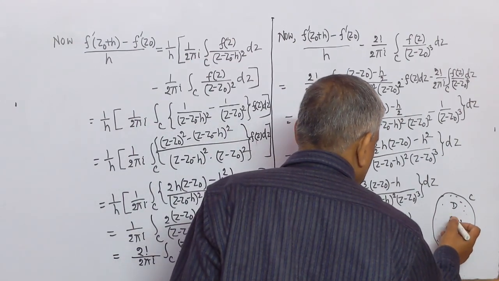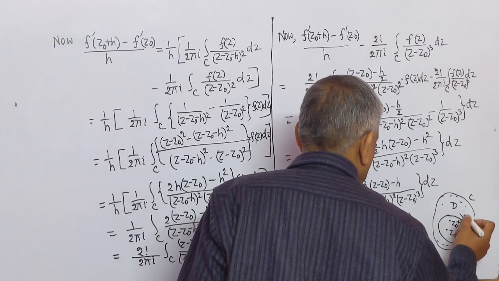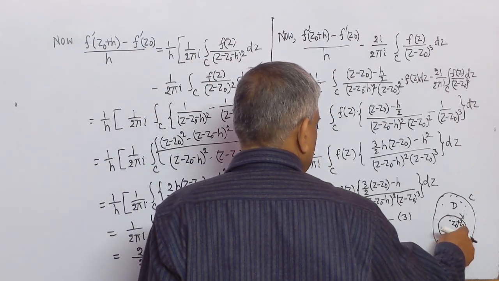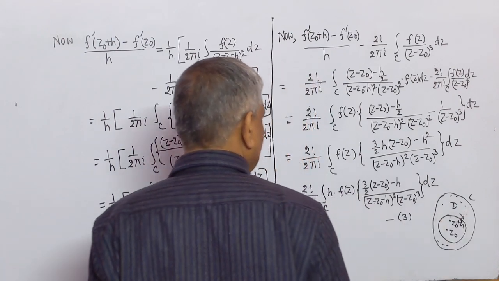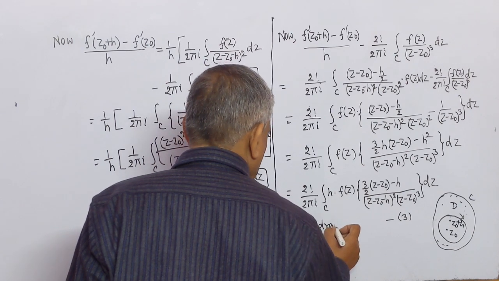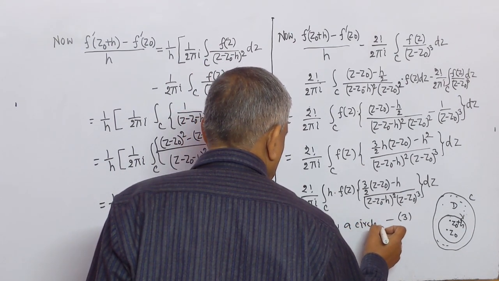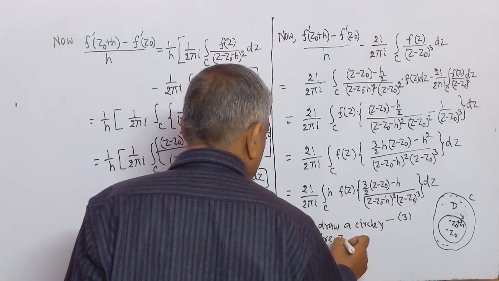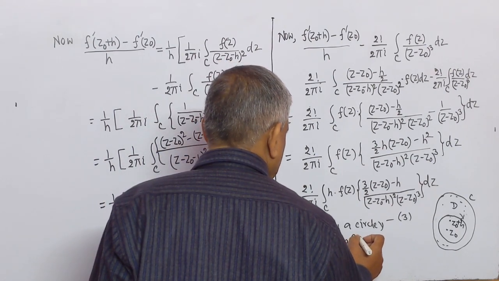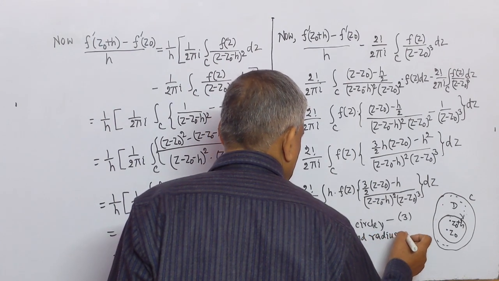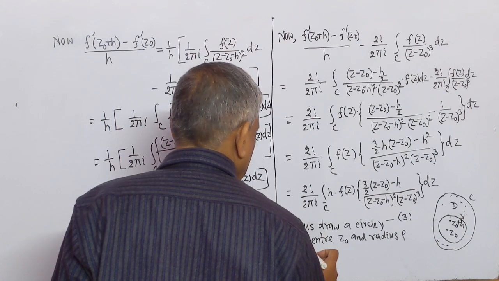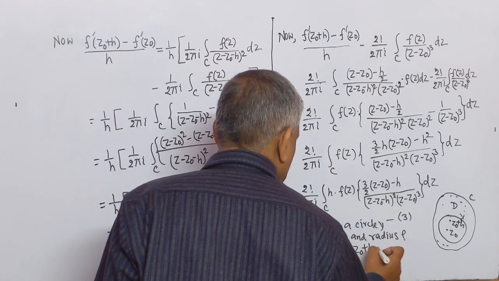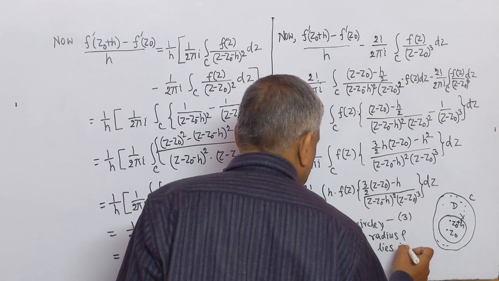Now let us draw a circle gamma with center z equal to z0 and radius rho, such that the point z0 + h lies inside the circle gamma.